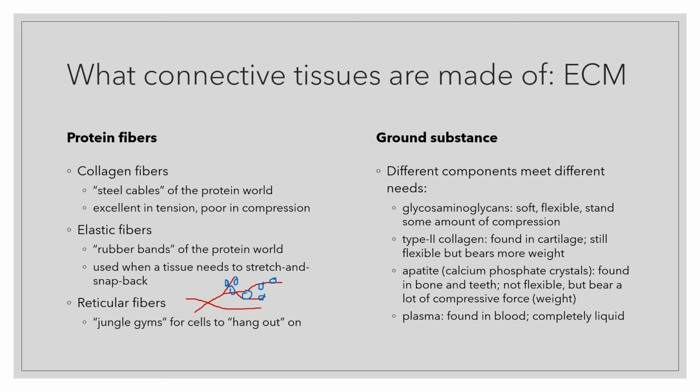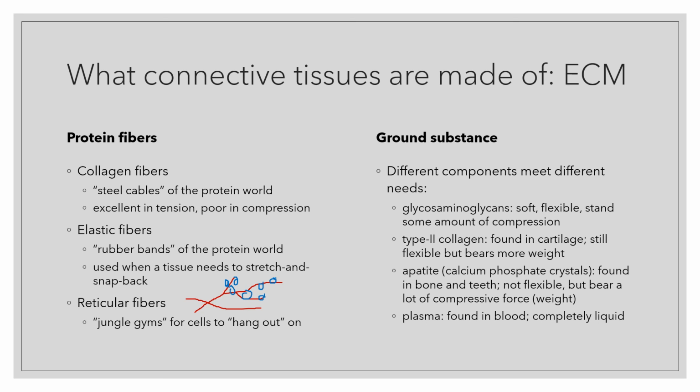Apatite, which is also known as calcium phosphate crystals, is found in bone and teeth. And if you've ever experienced bone or teeth, you know that this is not flexible, but it can bear a lot of compressive force. Normally we would call that weight, but of course your teeth don't really bear weight. They bear the compressive force of chewing, biting into food.